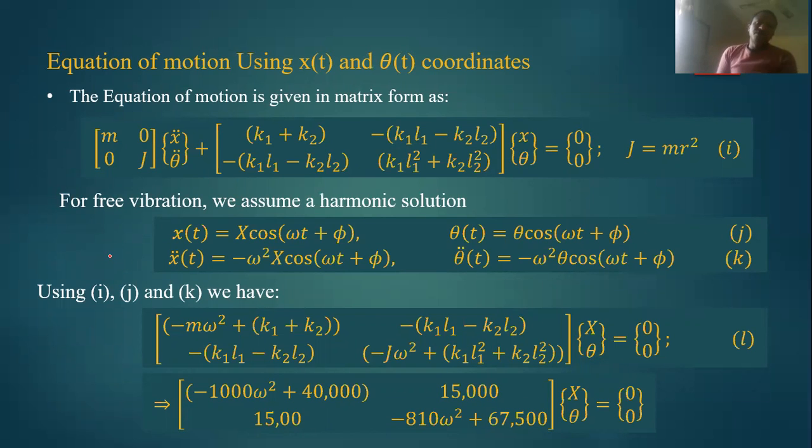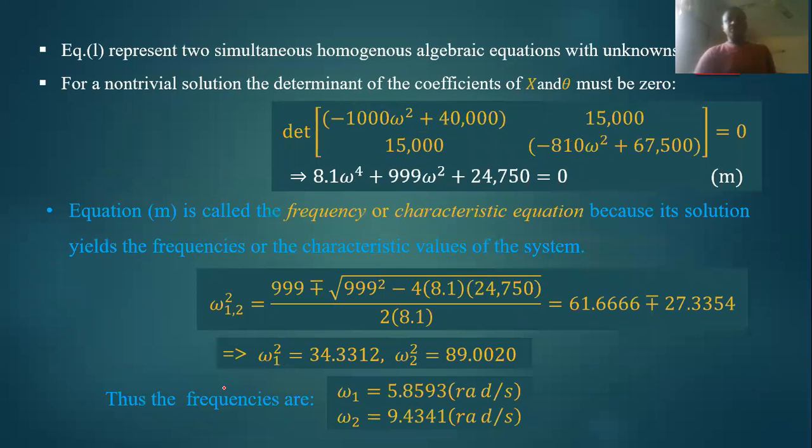For free vibration, we assume a harmonic solution like this. Substituting this harmonic solution into our main equation of motion, finally we get this equation. From this equation, we go directly to the characteristic equation or the frequency equation, by setting the determinant of the portion under the square bracket equal to 0. So now this is our characteristic equation for the whole system.